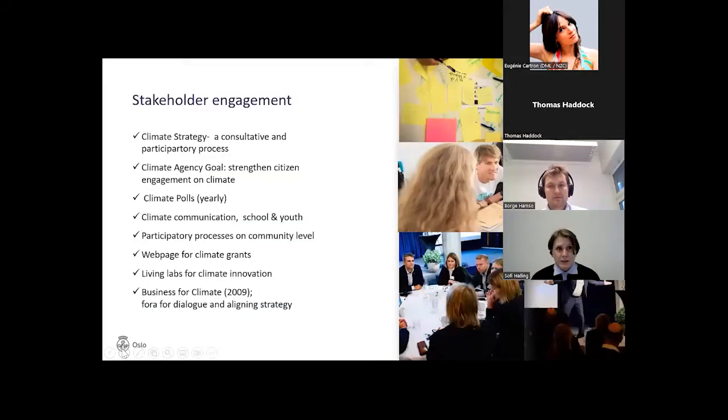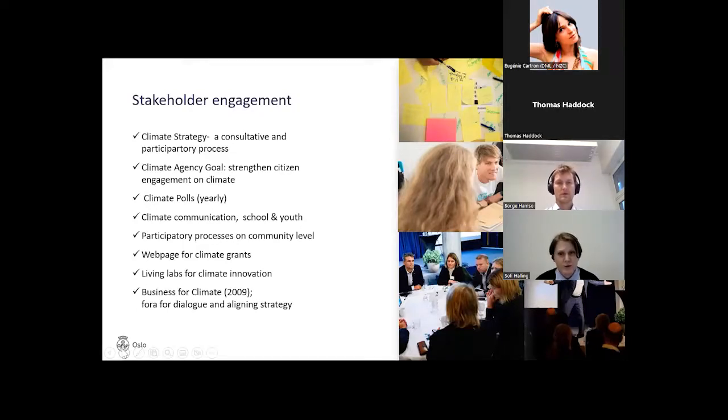Our climate strategy was developed as a consultative and participatory process involving citizens, NGOs, and the private sector, and it has of course been adopted by the City Council. The Climate Agency in Oslo is the lead agency on the climate work, and we have also been asked to strengthen climate leadership and citizen engagement widely.